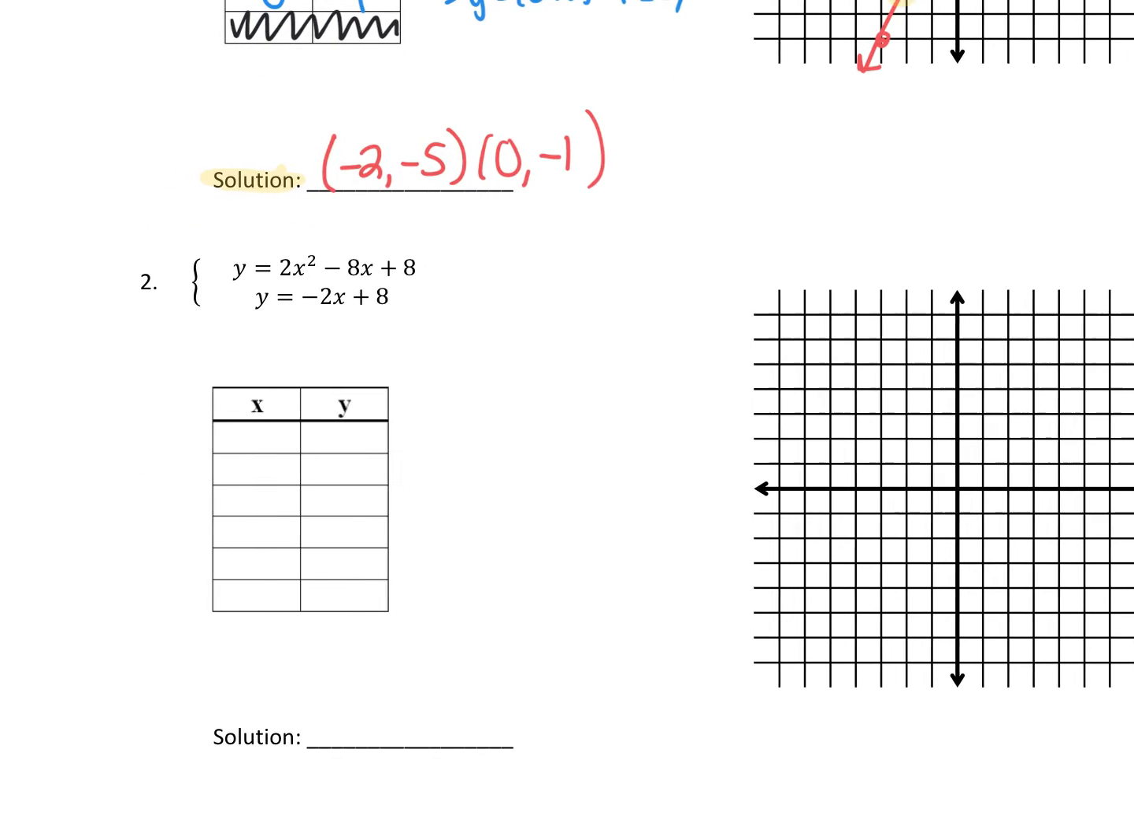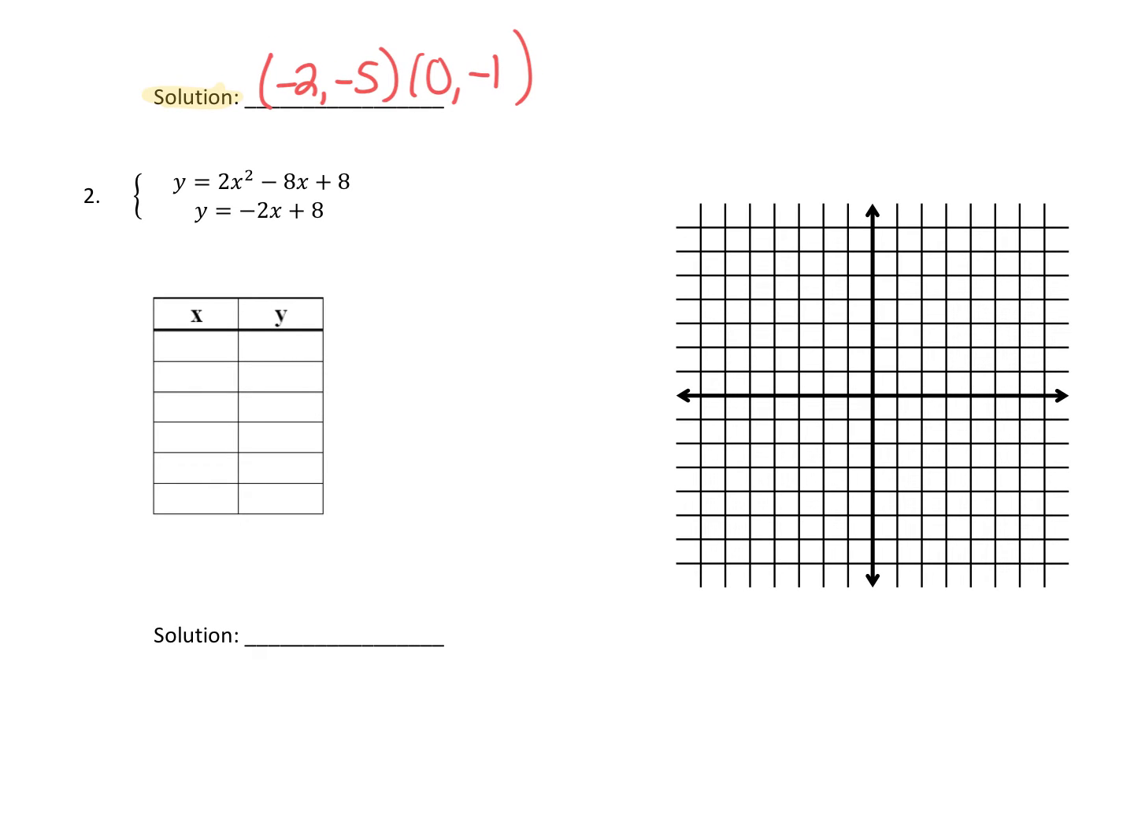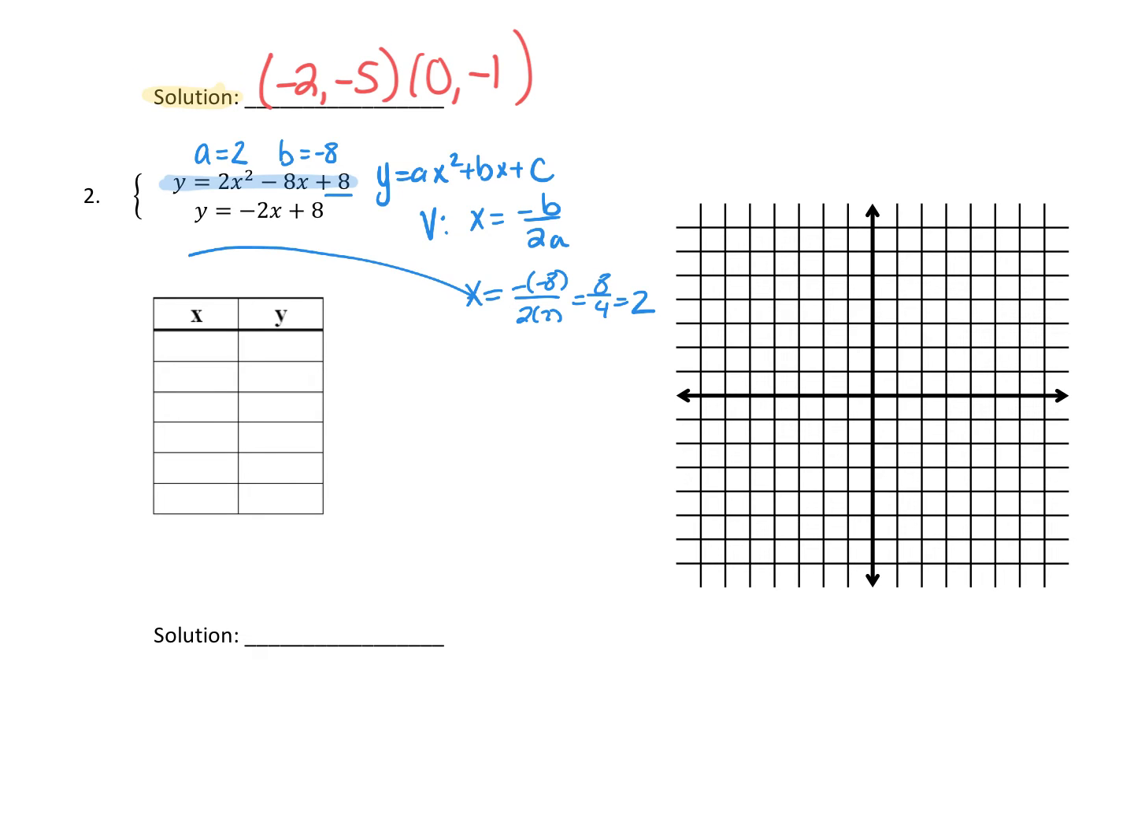All right, in our second example here, we have another parabola and another line, but this parabola is in standard form, meaning it looks like this. And when we have a parabola in standard form, to find the vertex, we need to use opposite b over 2a. So in this example, my a is 2 and my b is -8. My c is +8, but we don't need to know c. So I'm going to do opposite of -8 over 2 times 2, which would give me 8 over 4, which is 2. Now, this is the x of my vertex, so this is going to go in the middle of the table.